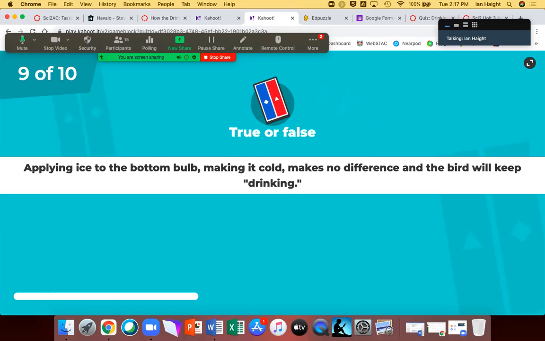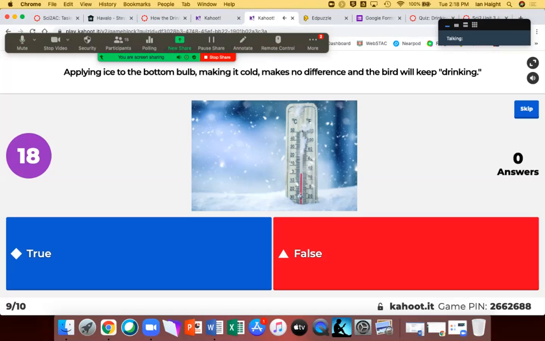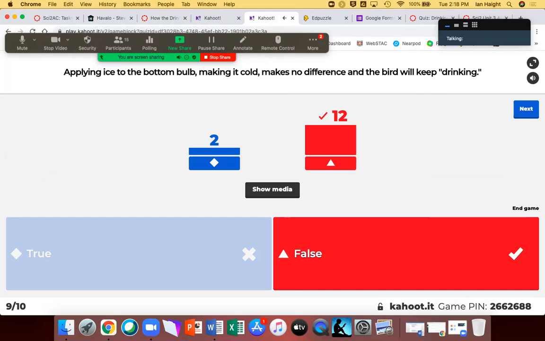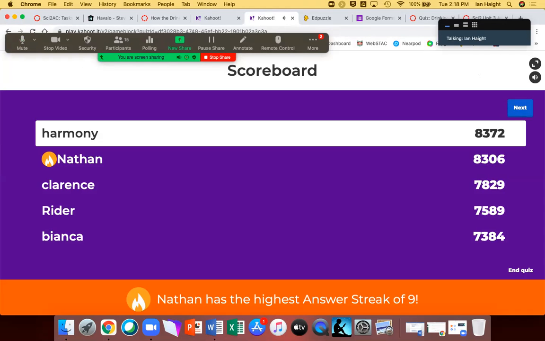True, false. Applying ice to the bottom bulb, making it cold, makes no difference and the bird will keep drinking. Very good. That is false. As you guys explored in the previous lesson, or you might have seen in the video, applying ice to the bottom bulb actually then would keep the liquid in the bottom. It slows down the evaporation, and therefore lower pressure is at the bottom bulb.